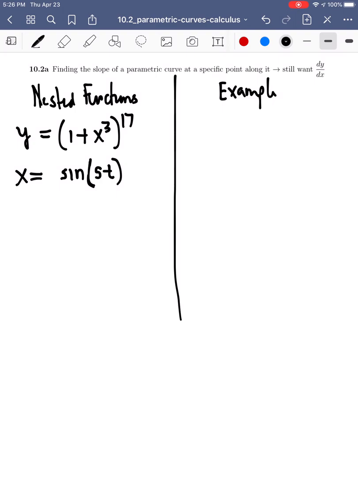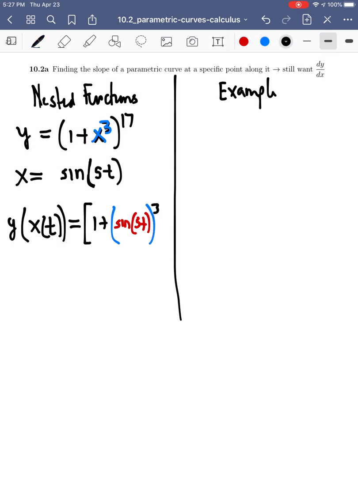So if we're actually writing this function, well, y looks like a function of x which is inherently a function of t. So if we wrote all of that out, that would look like 1 plus what was previously our x cubed, which we know x is actually sine of 5t, so we'll plug in that sine of 5t. And that whole thing being raised then to the 17th power.